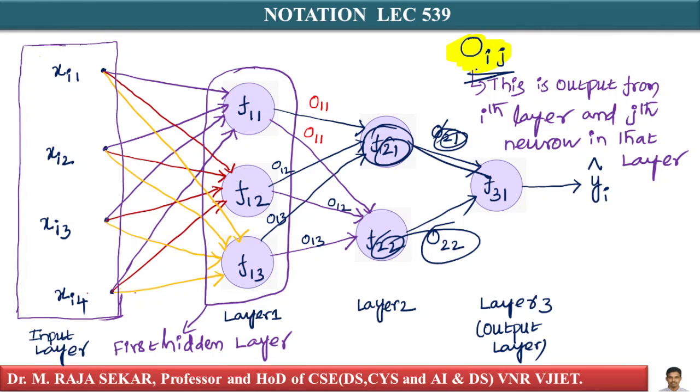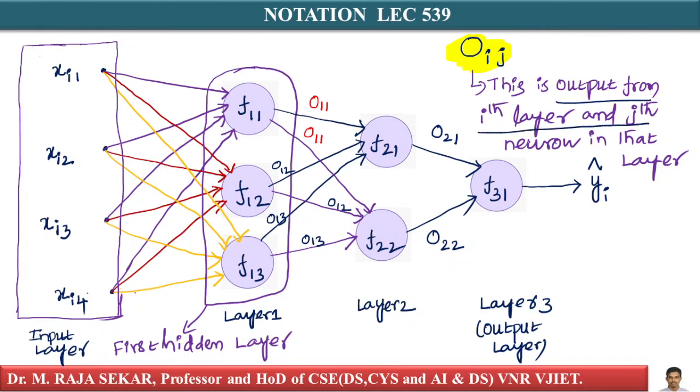O_ij is the output from the ith layer and jth neuron. Just take O21: the output from the ith layer. i means 2, j means 1. The ith layer means the second layer, and the jth neuron means which neuron? This is the first neuron. That's what it says.